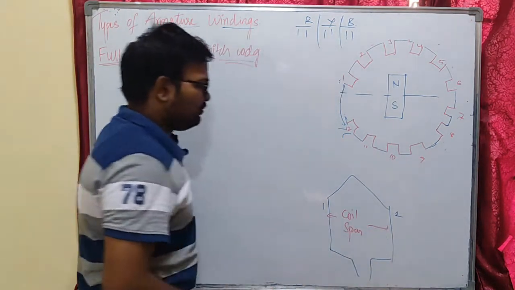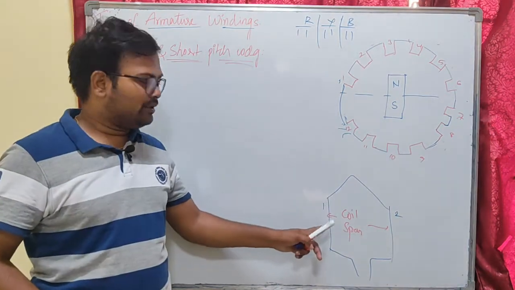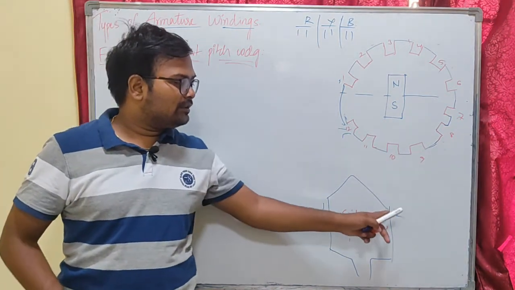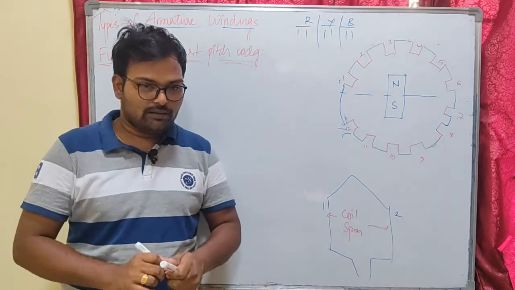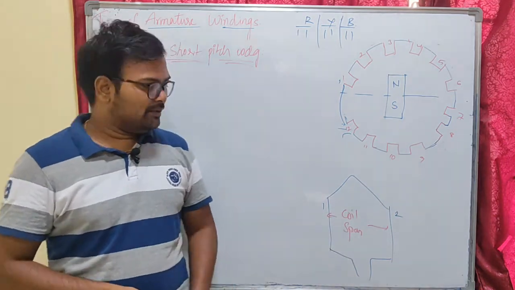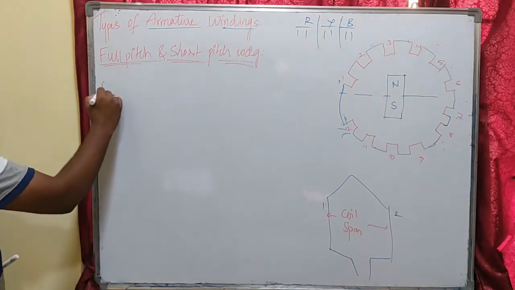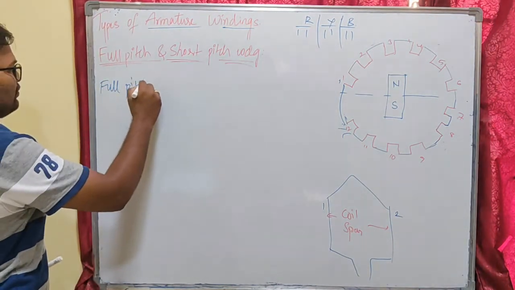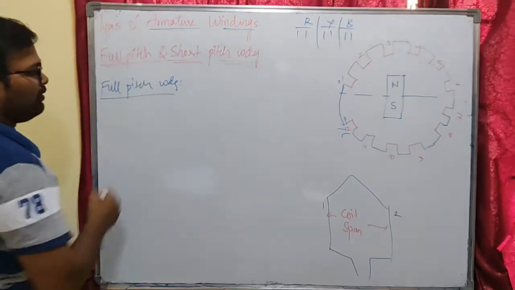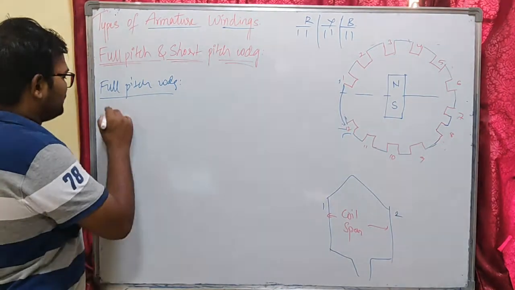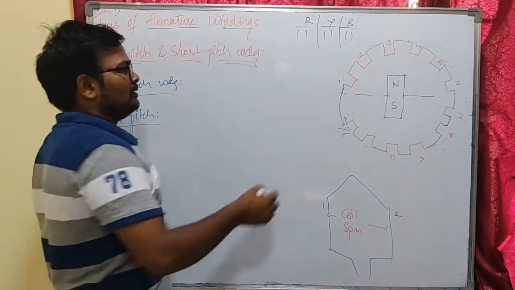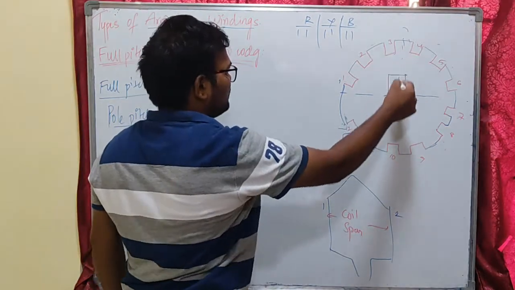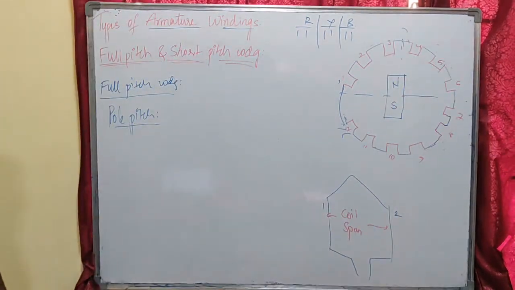That means if my first coil side is placed in one slot, the other coil side will be placed in another slot. The distance between these two conductors placed in the slots is called the coil span. So what is full pitch winding? For that we need to understand one more concept, that is pole pitch. Pole pitch is nothing but the angular distance between two adjacent poles.